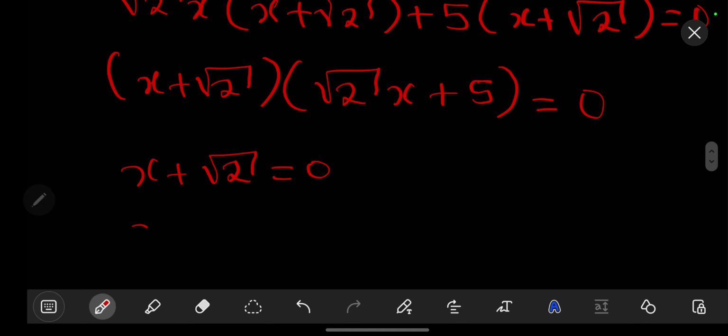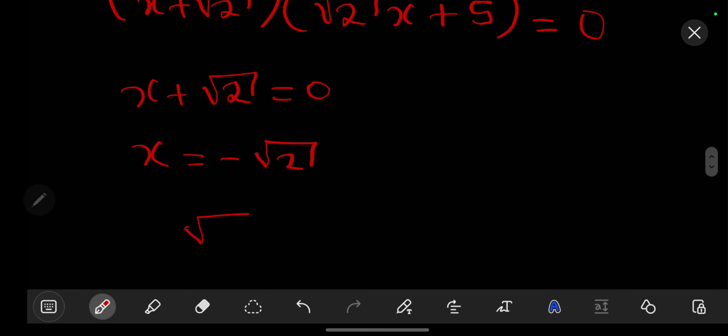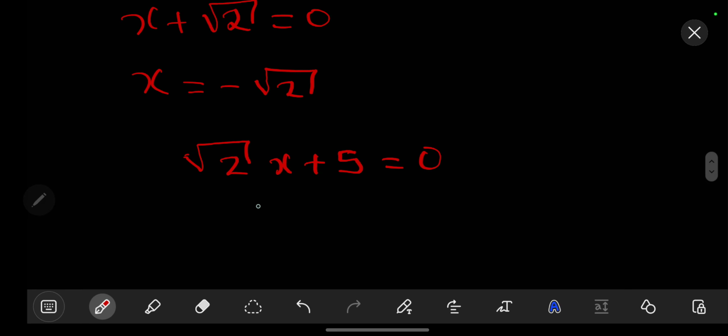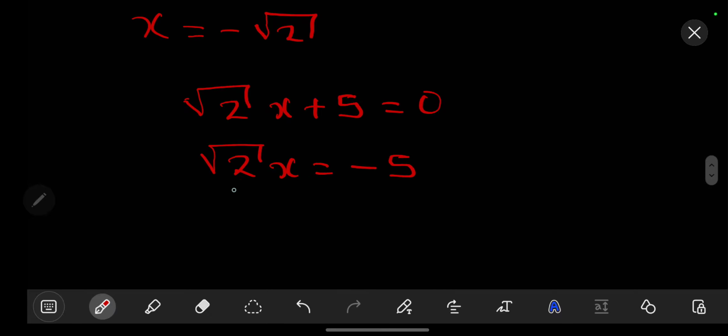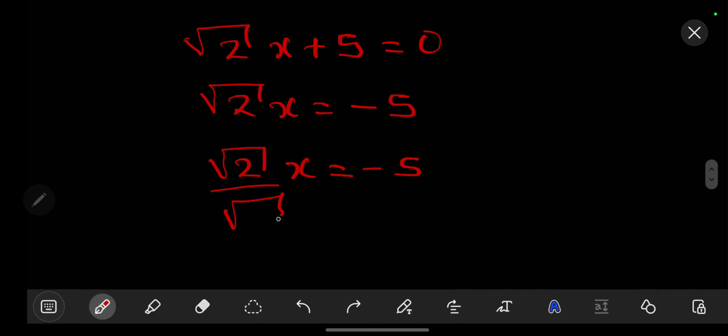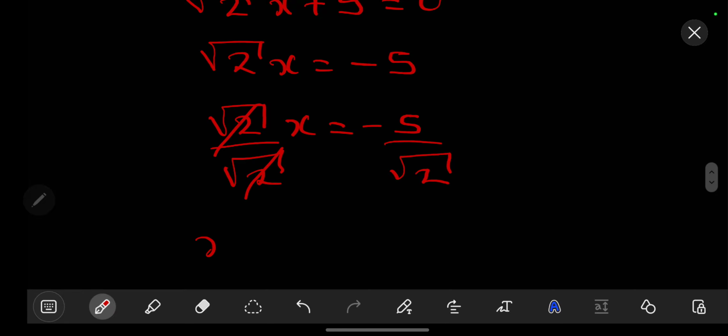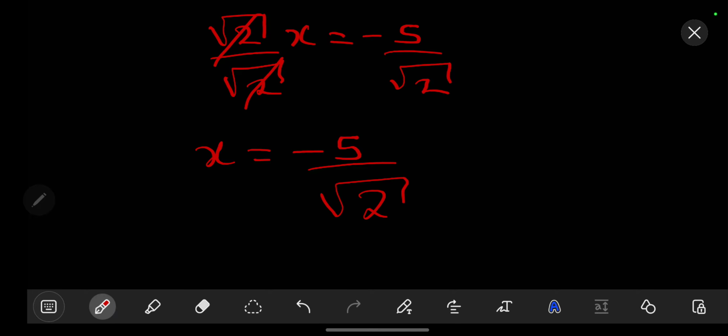Then taking the 2 the other side, x should be equal to negative the square root of 2. You just take it the other side, so this will become negative. The other part is the square root of 2x plus 5 should be equal to 0. Take the 5 the other side, the square root of 2x should be equal to negative 5. Then you divide by the square root of 2 on both sides. What you are going to end up with is x should be equal to negative 5 over the square root of 2, like that.